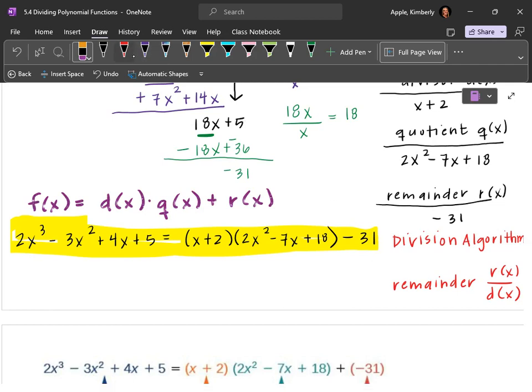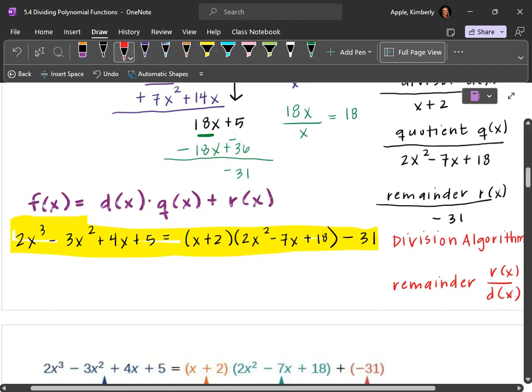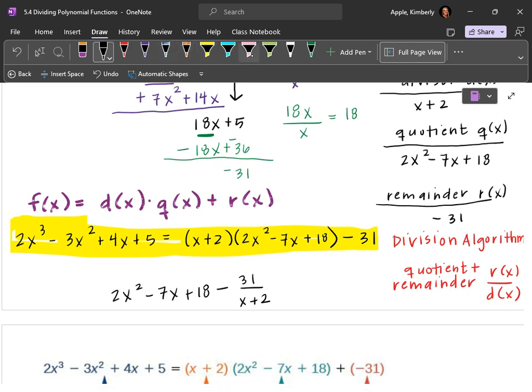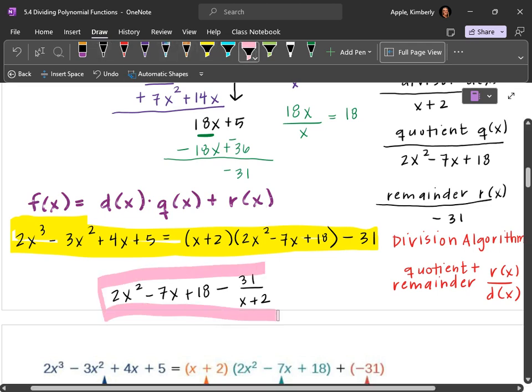All right, so the other way I want to see it written sometimes is with the remainder r of x over d of x. And so that's where we just write the quotient plus the remainder. And so that would look like this. It would just be 2x squared minus 7x plus 18 minus 31 over x plus 2. So notice this is the remainder r of x, and this is the divisor x plus 2, d of x. So these are the two different ways I may ask you to express your answer, and you'll need to be familiar with both.